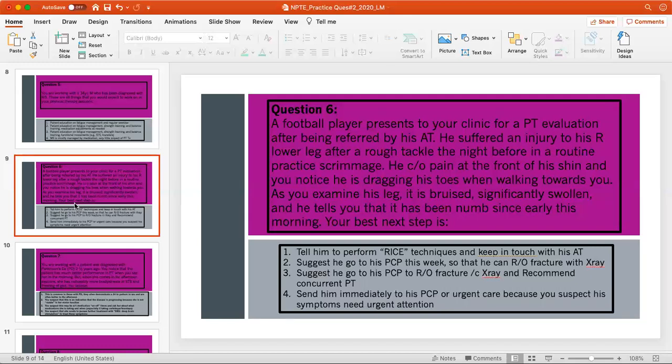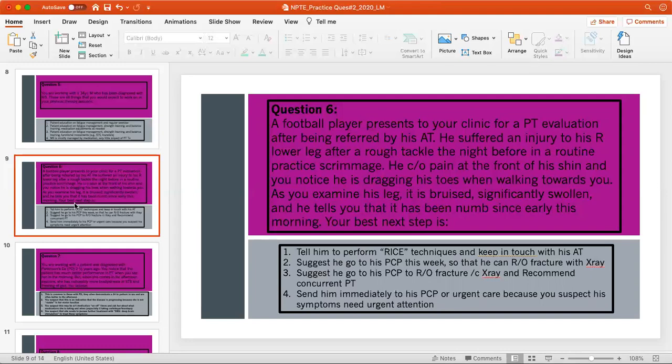I would say 4 because he's dragging his toes. I mean, the swelling is also concerning, but in combination with that and the numbness, but it seems like there could be some nerve damage if he's dragging his toes like that. So I would be concerned that there might be something that needs to be done sooner.